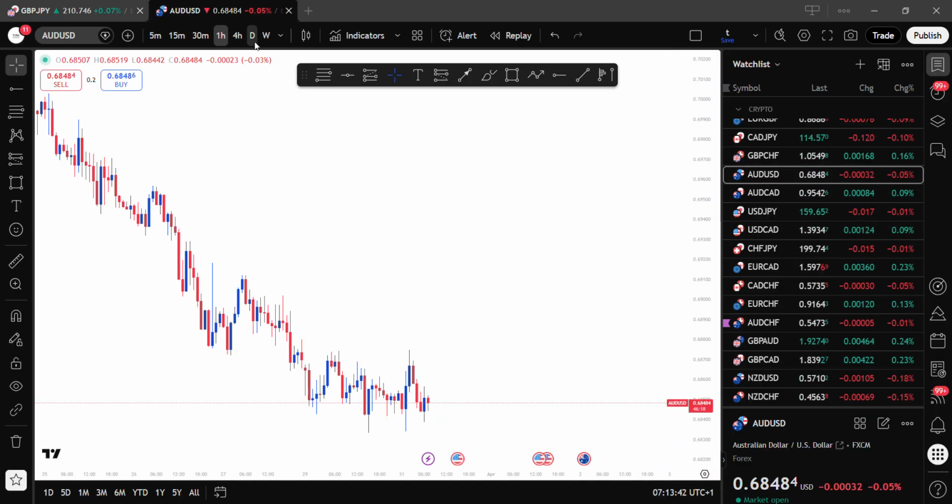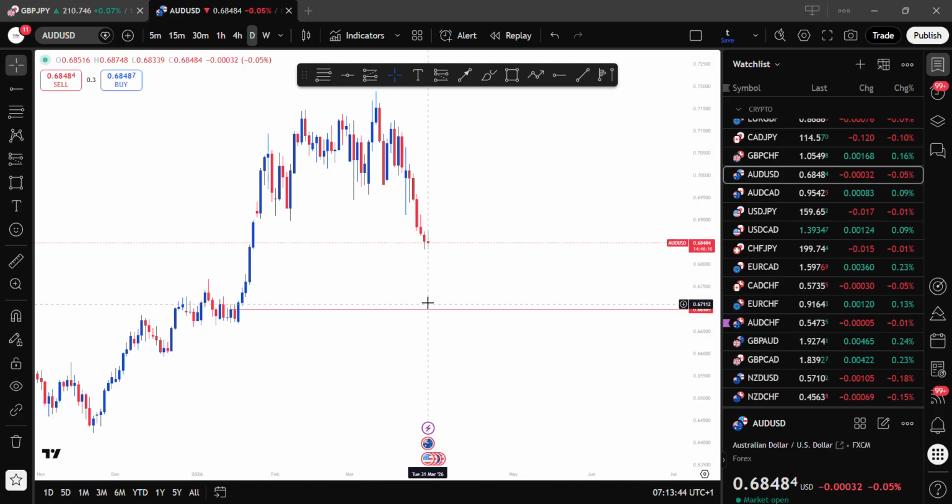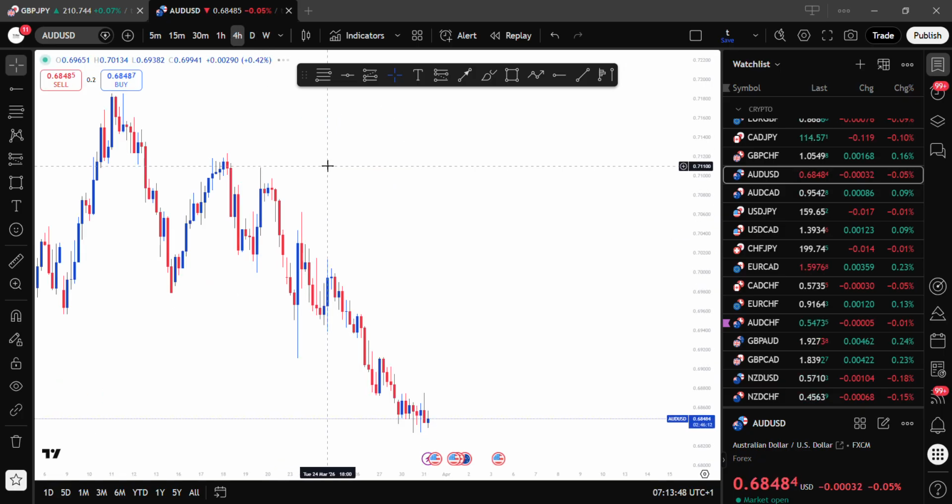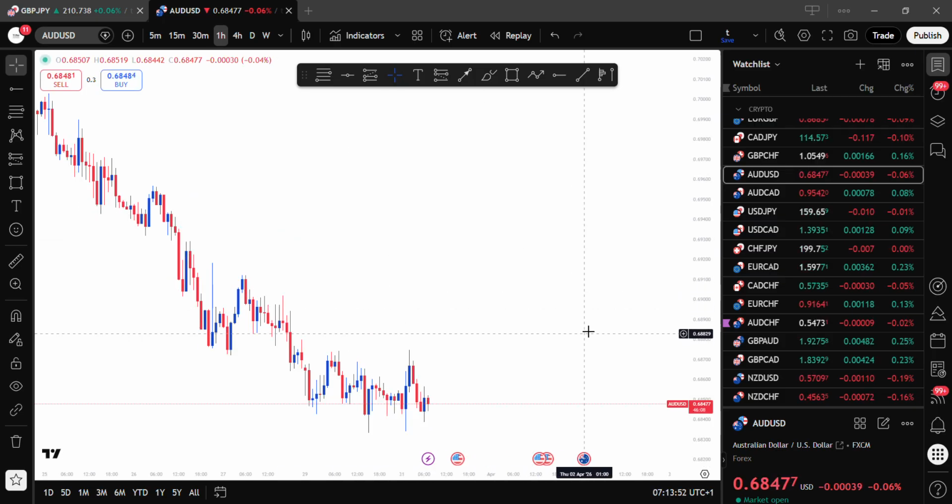On AUD CAD, if you can see on the daily time frame, the market has been selling the whole time to sell to this point, then a buy will start happening. If you see on the 4 hours, you can see more sales happening, but there's no clear entry. On 1 hour as well, more sales happening, but there's no clear entry.